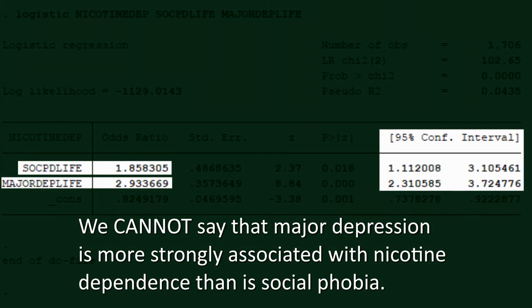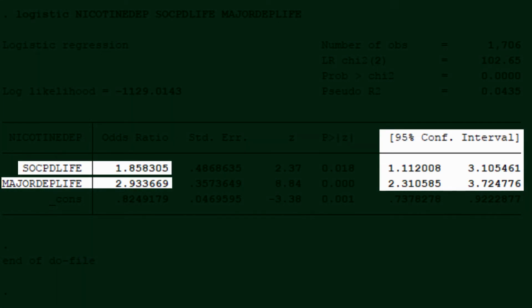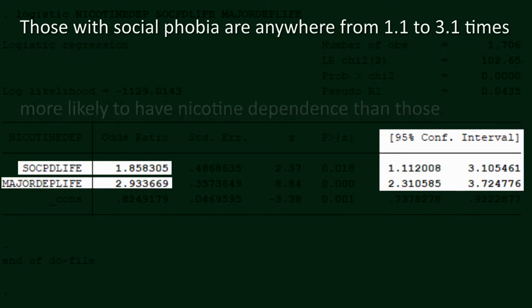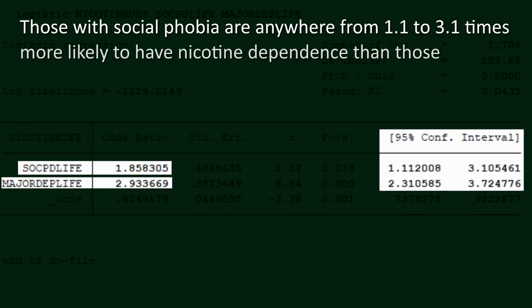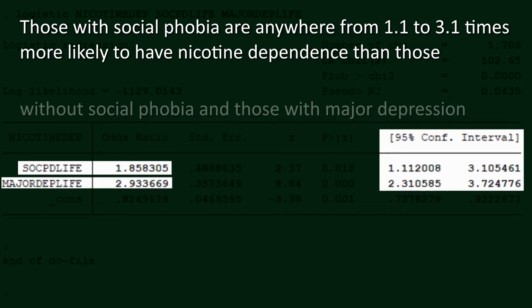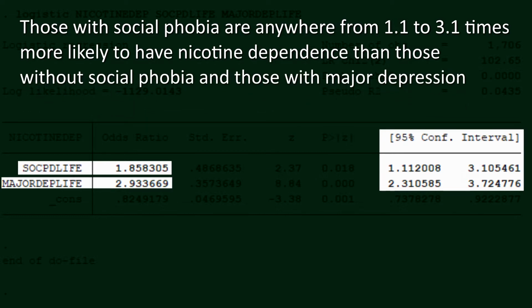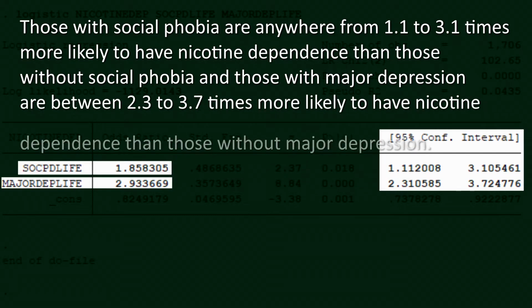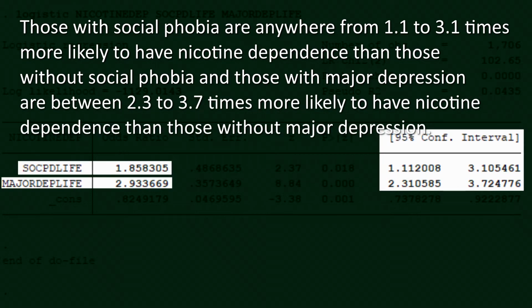For the population of young adult daily smokers, we can say that those with social phobia are anywhere from 1.1 to 3.1 times more likely to have nicotine dependence than those without social phobia, and those with major depression are between 2.3 to 3.7 times more likely to have nicotine dependence than those without major depression. Both of these estimates are calculated after accounting for the alternate disorder.